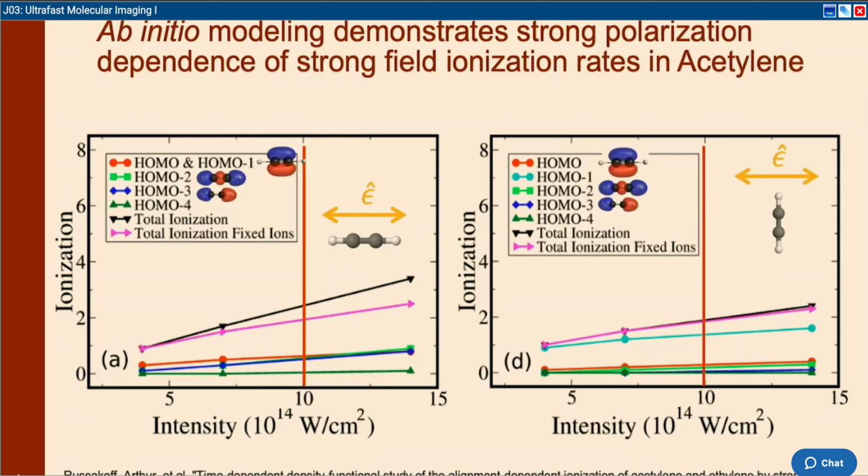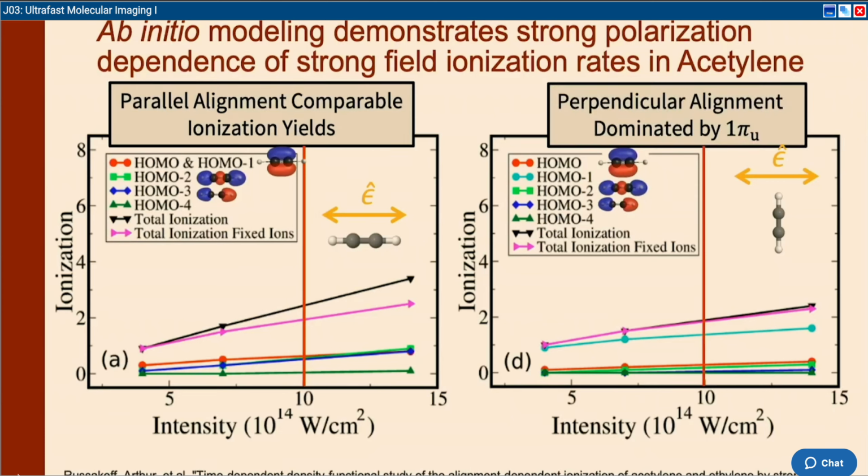However, for the same molecule, if it's aligned perpendicular to the polarization, we see that the blue curve has a much higher probability of being ionized. This tells us that if acetylene is perpendicular to the polarization, we are more likely to ionize out of the sigma orbitals.